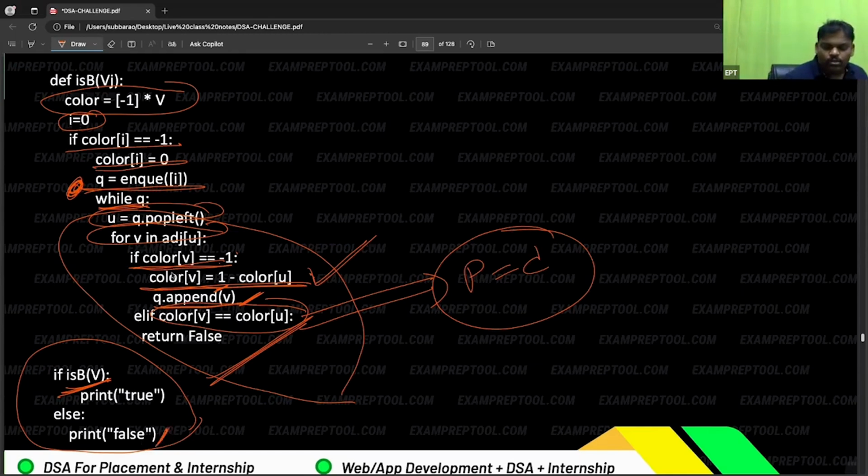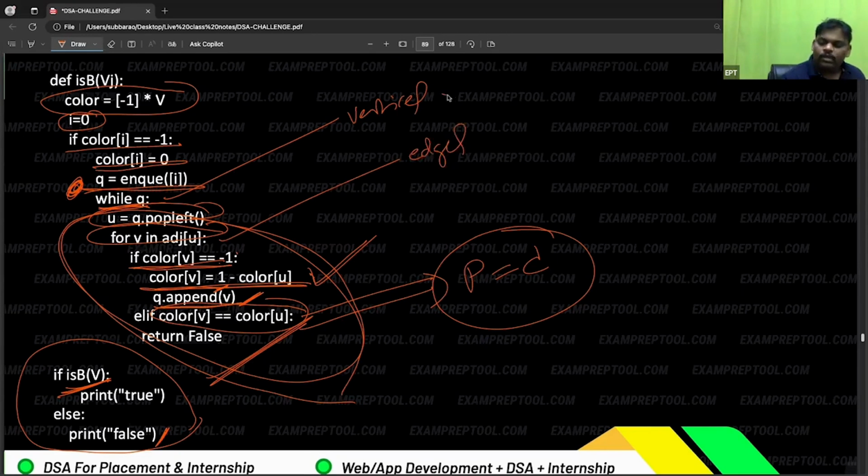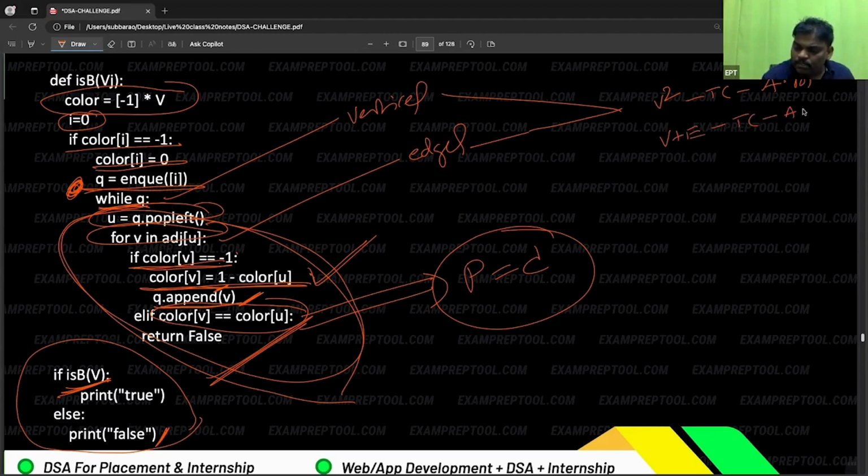One for loop, one while loop. The while loop takes care of the vertices, and the for loop takes care of the edges. So finally, time complexity is V square for an adjacency matrix, and V plus E for an adjacency list. This is a simple Python program. You can write it in whatever language you like.